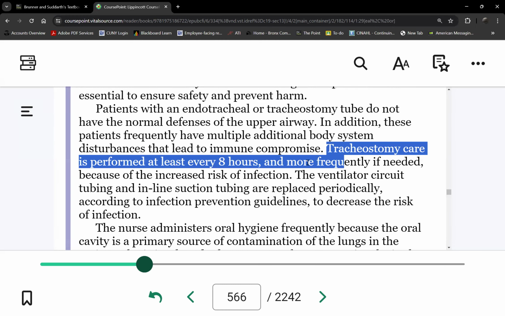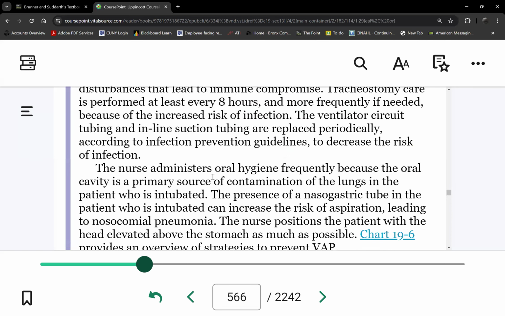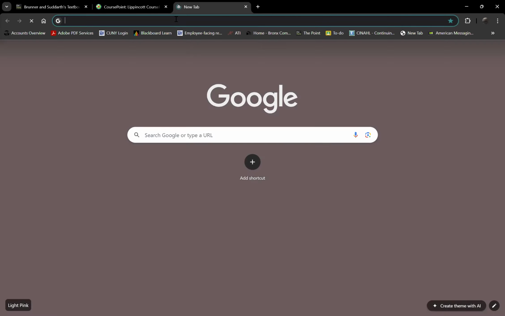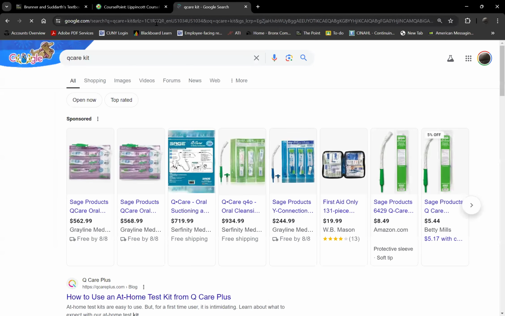Okay, so trach care at least every 8 hours. And then oral hygiene. Now, they didn't say how often here, but typically the practice is, how often do you turn the patient? Every 2 hours. So we make sure that we do everything every 2 hours. So when you're turning, that's your cue to do mouth care. Okay, so we use oral rinses. It's already in a Q care kit. Have you seen a Q care kit? It's very convenient. Everything you need is in the kit.